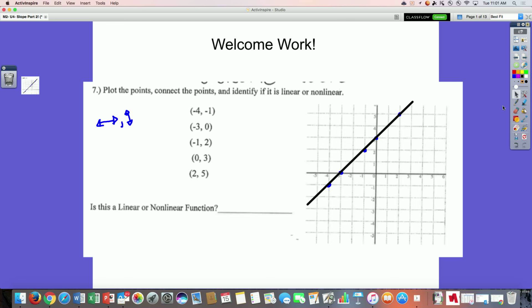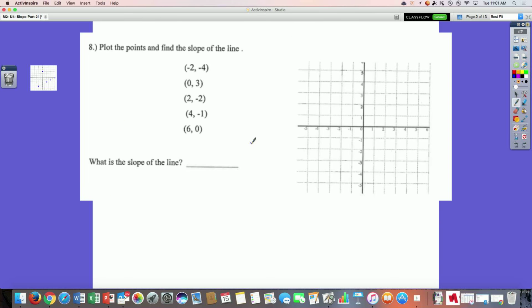Is that linear or nonlinear? Well, it's a straight line, so it's linear. I bet you got that right. Great job. Next one, let's plot these points.